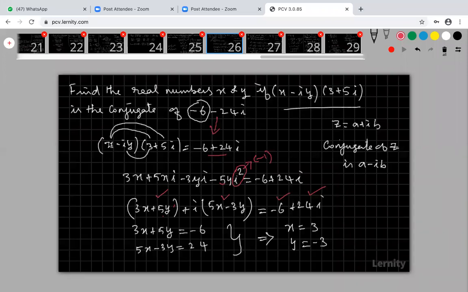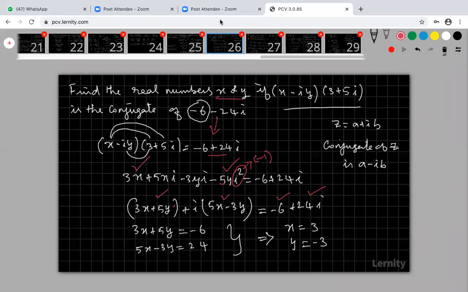Now I am multiplying x into 3, x into 5i, iy into 3, iy into 5i, multiplying everything and applying i square is minus 1. Then I collect the real part. These two are my real part, since there is no i term in them. These two are my imaginary part. On the right hand side, minus 6 plus 24i is there. Since these two complex numbers are equal, my real parts are equal and my imaginary parts are equal. I am getting two equations. Solving these two equations, I will get x and y. That is the question: find x and y.